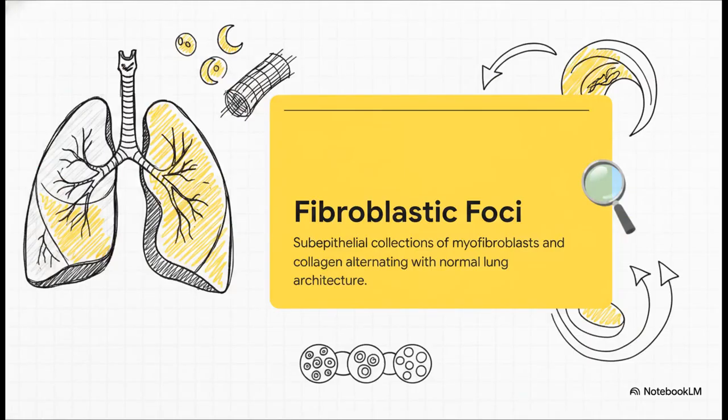Okay, I'm mentally highlighting this next term in neon yellow because you absolutely 100% must know it for your board exams. Fibroblastic foci. Think of these as the active, buzzing construction zones of scarring in the lung. When a pathologist looks under a microscope and sees these subepithelial collections of myofibroblasts and collagen alternating with totally normal lung architecture, what we call spatial and temporal heterogeneity, they are looking at the absolute classic hallmark of the usual interstitial pneumonia, or UIP, pattern.